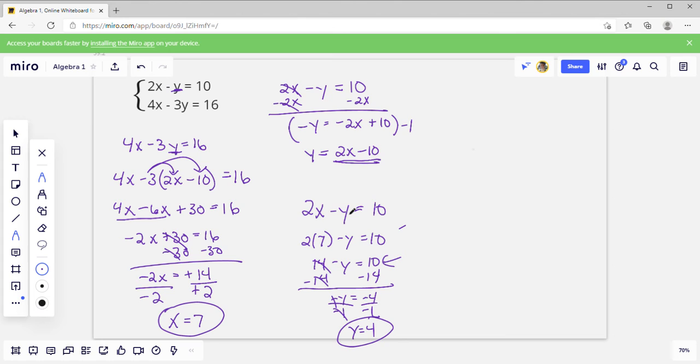And then to write the answer, we're going to put that in parentheses with our x value first, which is 7, and then our y value, which is 4. And that's how you'd write the answer to that kind.